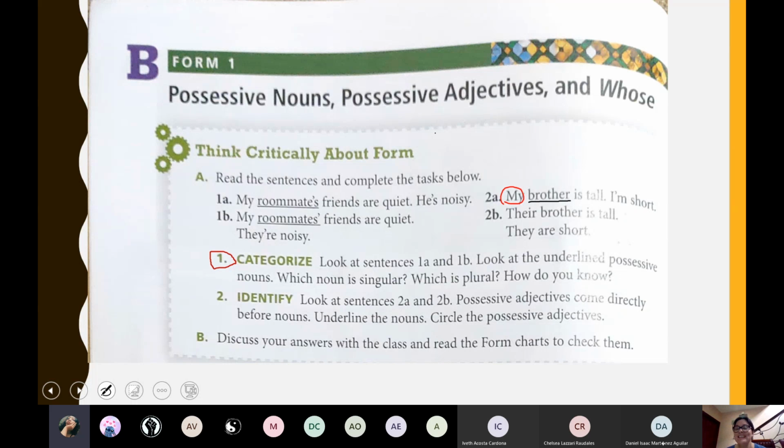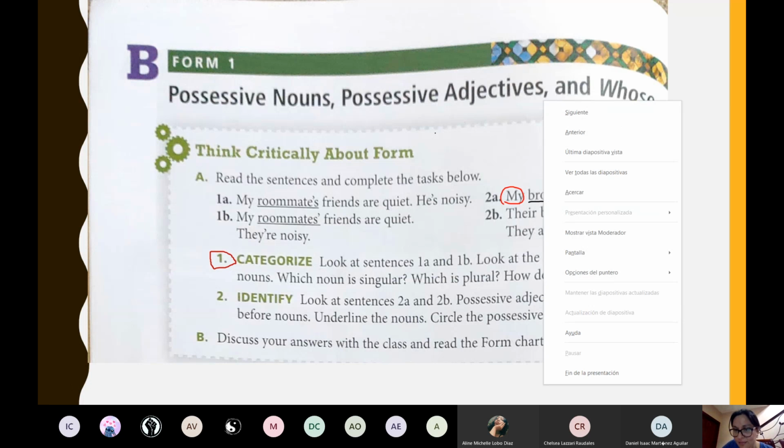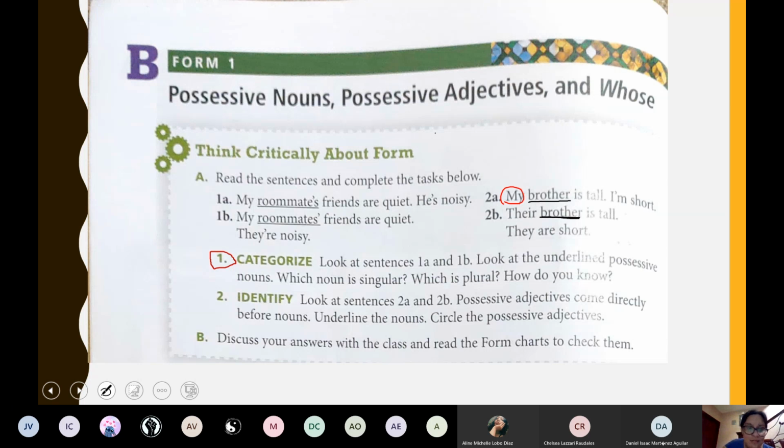And 2B, which one is the noun? Their brother is tall, they are short. Which one is the noun? Brother again, brother. And which one is the possessive adjective? Their. Remember that it is before the noun. Their brother. Okay? So it's not my brother or our brother, it's their brother. So these adjectives, my and their, are describing the relationship or possession. Okay, guys.